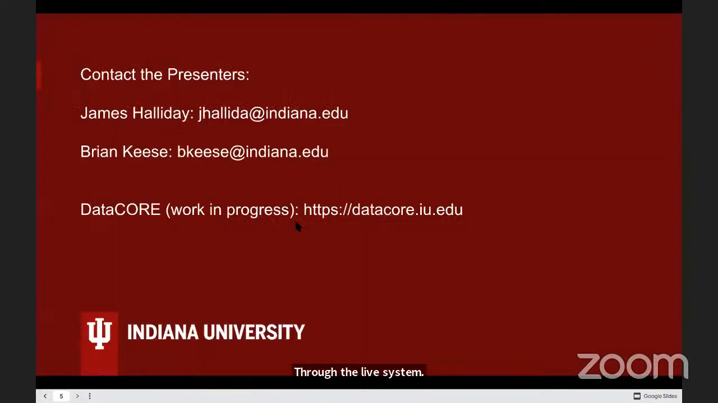DataCore is not in production yet, but you can view our still in-progress pilot site at the URL on this page. You can ask questions later if you like, or at the poster session itself. And that's it. Thank you.